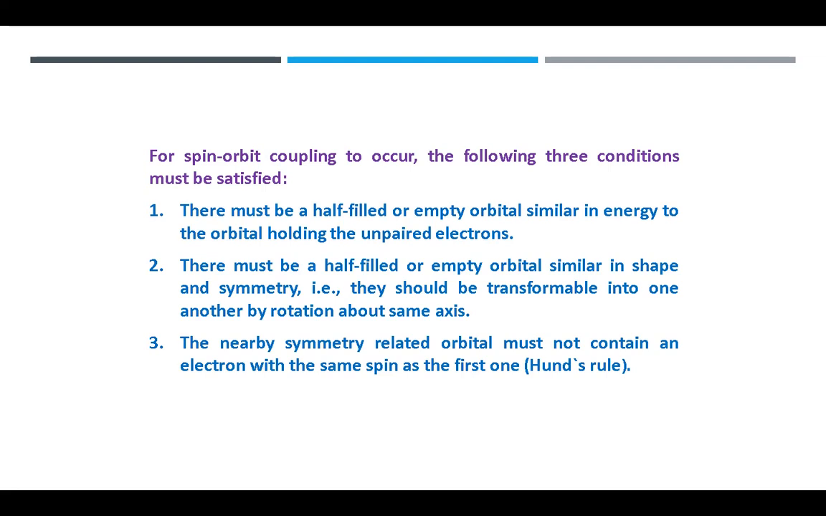Number 3, the nearby symmetry-related orbital must not contain an electron with the same spin as the first one, according to Hund's rule. An electron in this orbital can make use of the nearby orbital vacancy by moving into it around the center of the complex and generate orbital momentum, which leads to additional magnetic moment.